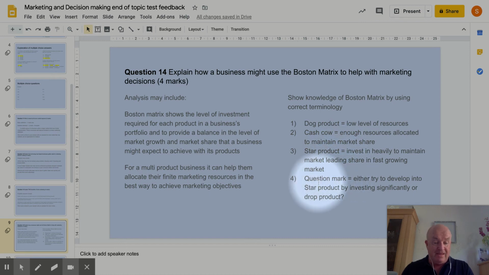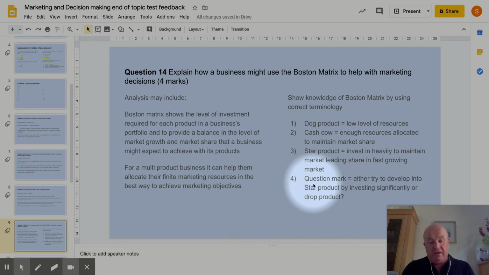Okay. And then finally, the question mark product. So in this instance, if it's a question mark, it might be that we've got high levels of growth but low market share. Then in that instance, what we need to do is think about whether we can develop this into a star product where we would significantly invest to try to get more market share, or is it not really worth it? Is it going to be too expensive, or do we think it's too risky to do so? And if that were the case, then you would drop that product.